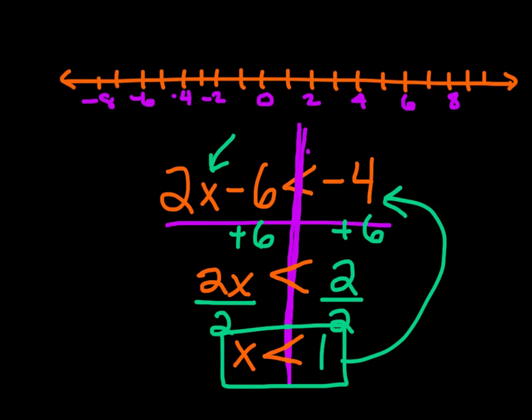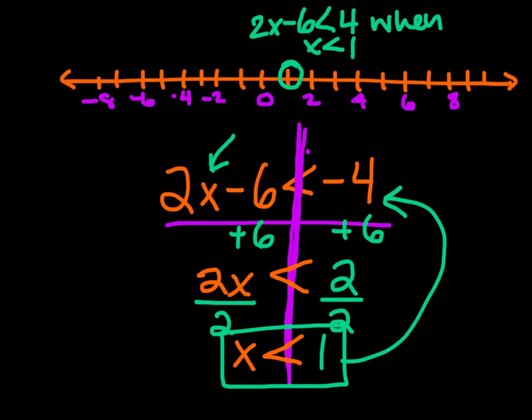Only x's that are less than 1. So 0, -1, -2, -3, -100. Those work. Those are values that work. So essentially now we can go up to this point on this number line and say 2x minus 6 is less than -4 when x is less than 1. And so we can then draw our empty circle, and the arrow down to the left for the less than part. Kind of cool, huh?